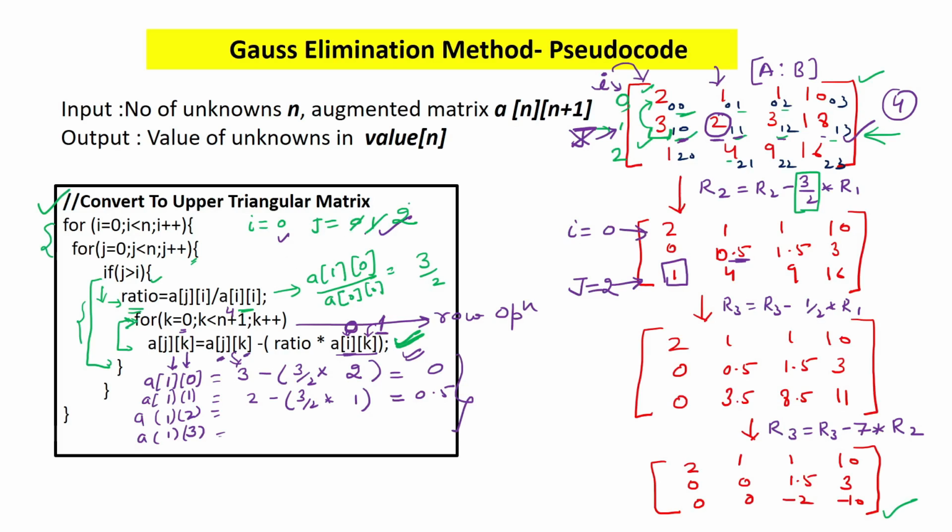So again 2 is actually greater than 0. So this if will be true and I will find the ratio and apply the row operation in all the jth row elements. So here the ratio should be 1 by 2. That means this 1 should be divided by 2. That means a20 should be divided by a00. So here you see this is 2, this is 0 and this is 0 0. So yes, we got the ratio as 1 by 2.